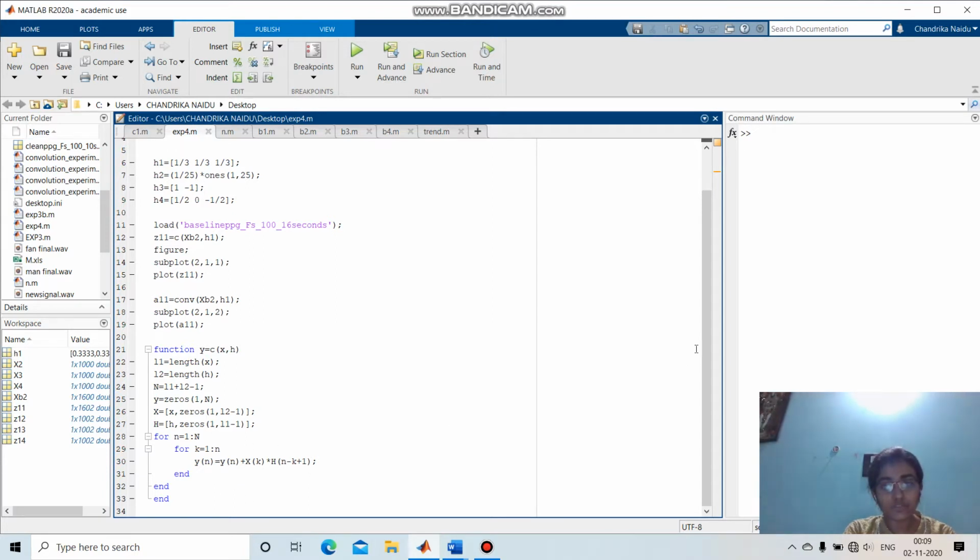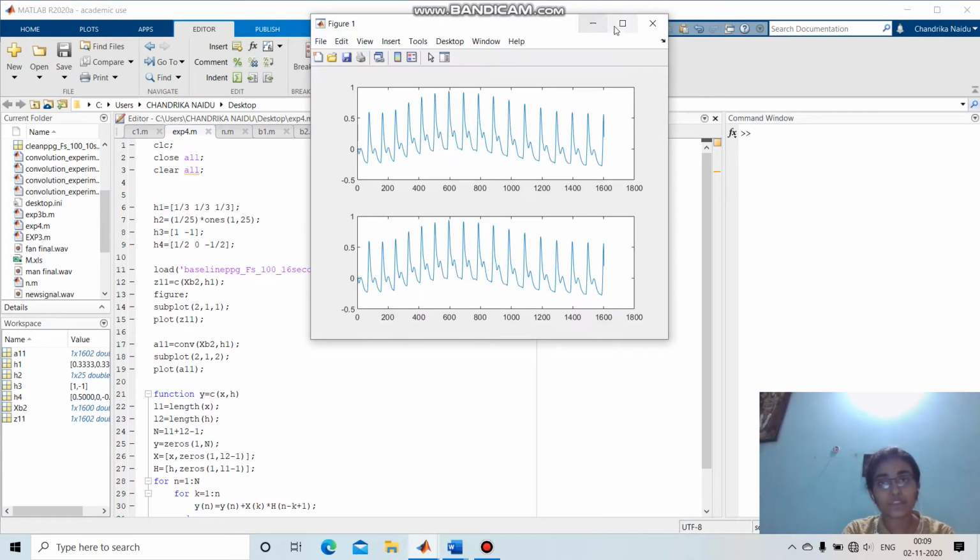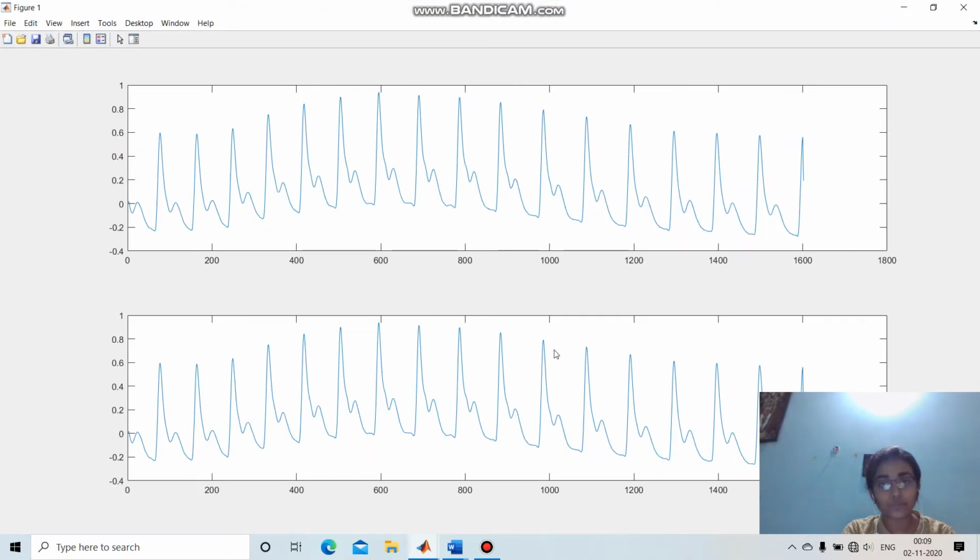And this function, let us compare it with MATLAB's built-in function CONV. And if we run it, see, we are getting similar plots for both of them. That means our function is true.